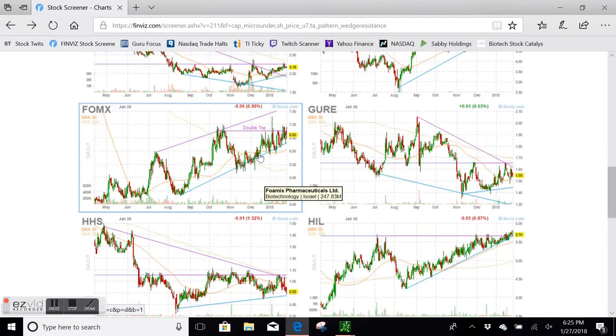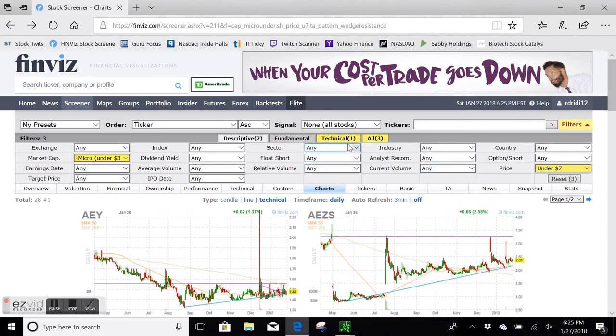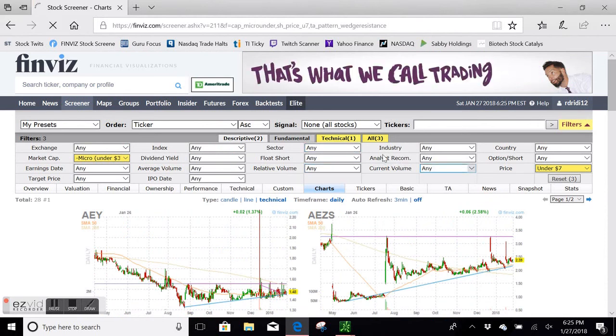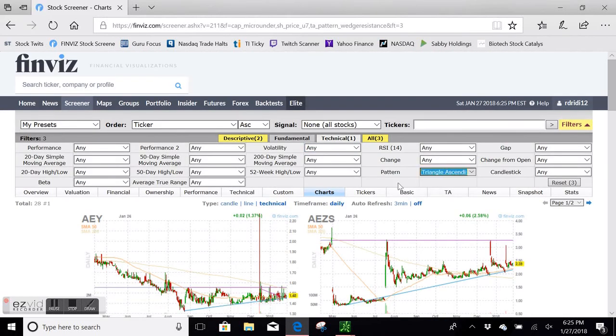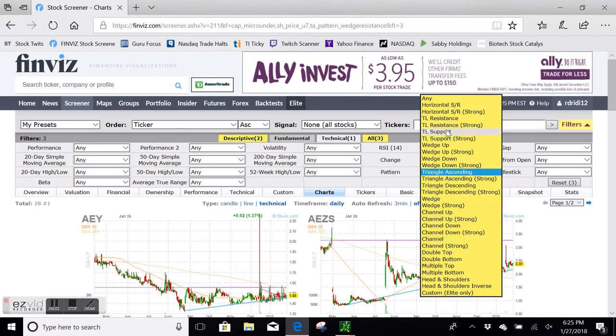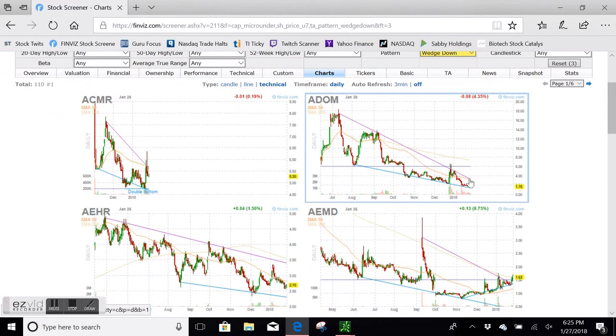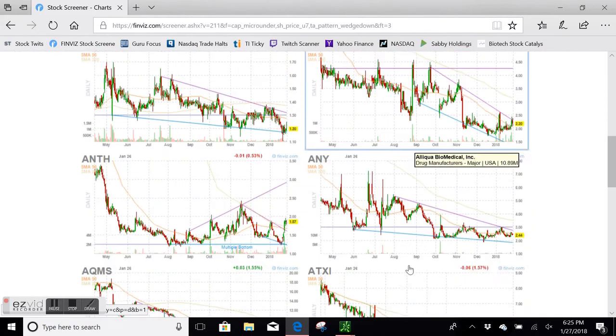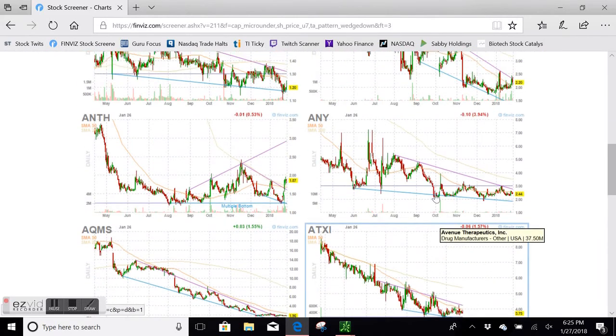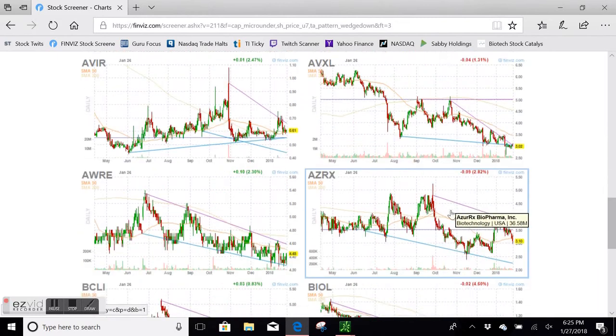So you can set up, they have bunches of different patterns here that you can use. So you get like a falling wedge. So potentially look to buy on the bottom trend line, sell on the top, or look for a breakout out of the top trend line. So these are some ways that I look through some stocks.